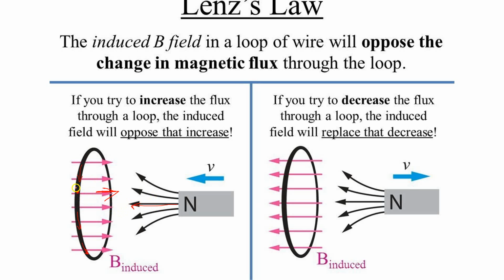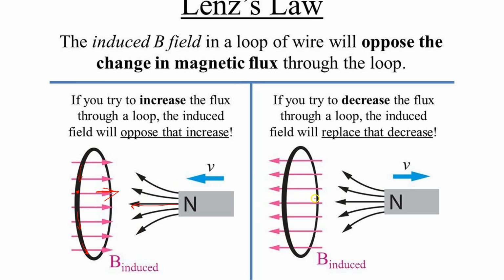Another thing that we must understand is that if we try to increase the flux through a loop, the induced field will oppose that increase. So the more we try to increase the loops, we are basically increasing the flux in the wire, but it also means there will be an increase in the opposition as well, right?